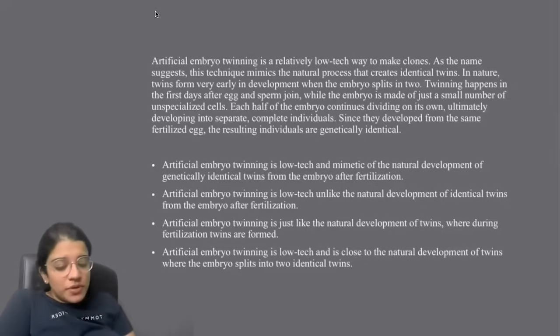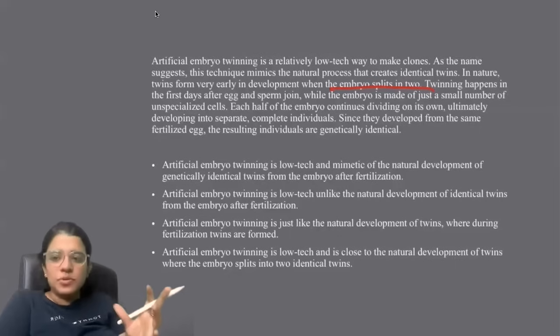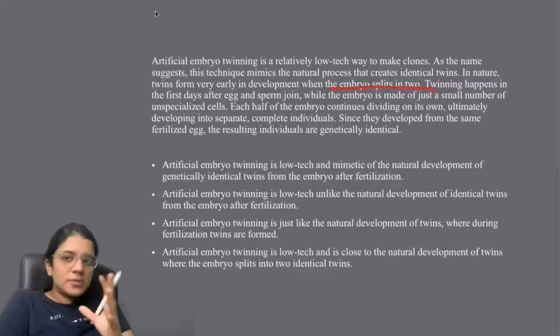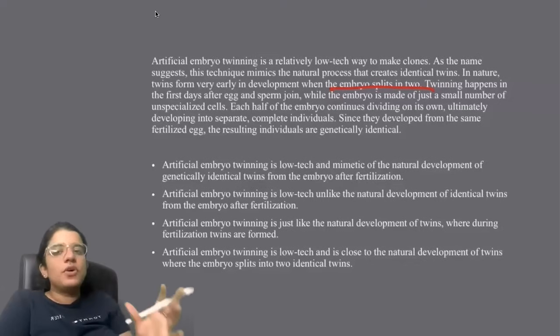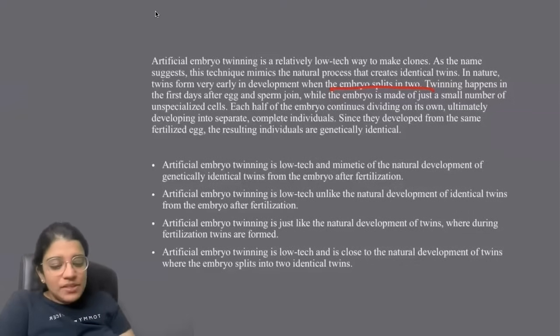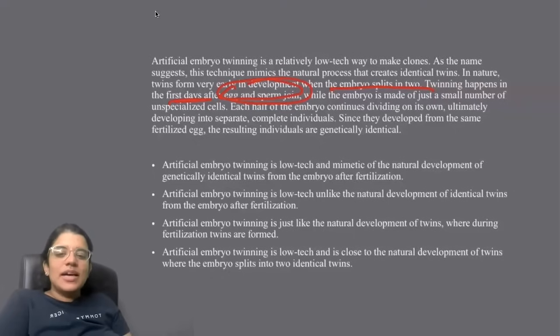In nature, twins form very early in development when the embryo splits into two. As soon as an embryo divides into two parts, twins start to form. Twinning happens in the first days after egg and sperm join. I think this is why a lot of answers were wrong, and most of you have ended up choosing D as an answer. But I'll definitely tell you why it's not the correct answer.